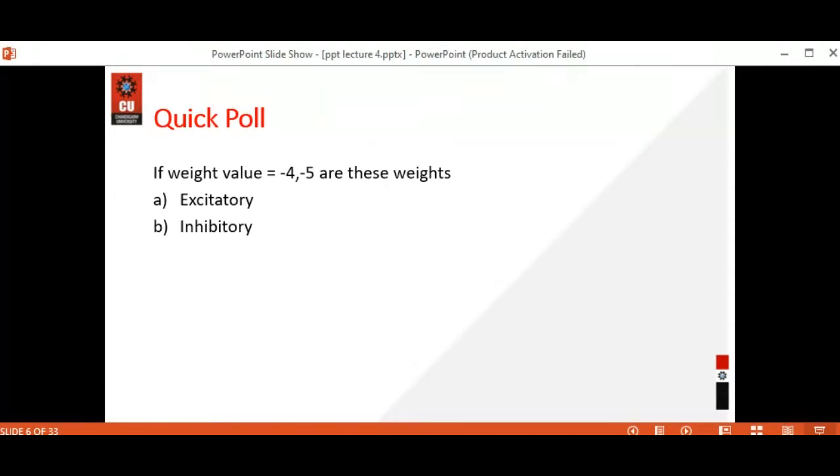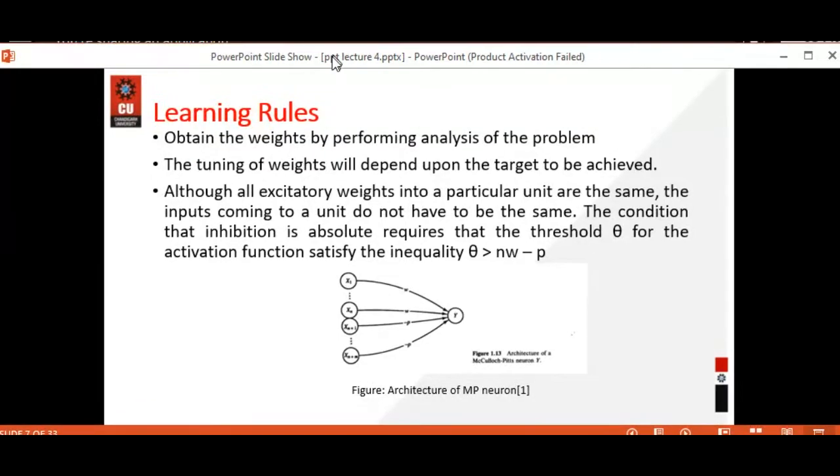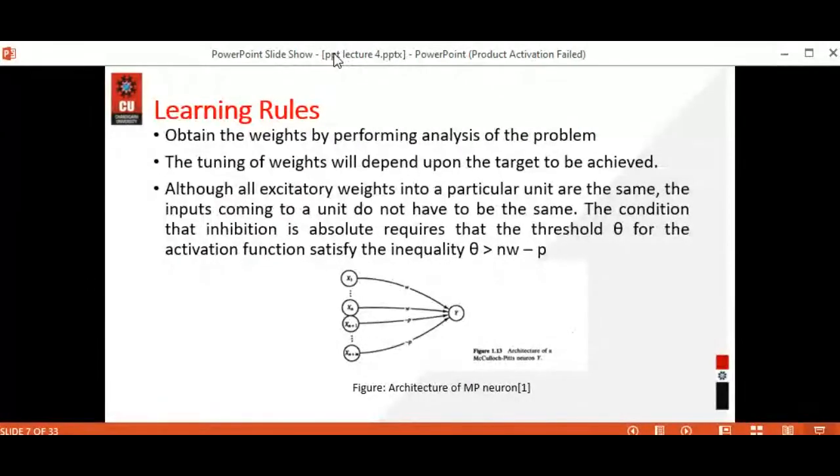Fine. So going on, now see this diagram. The things I told you, that all the inhibitory weights and all the excitatory weights need to be the same. So let me tell you, I'll zoom out for this. So you can see this diagram.